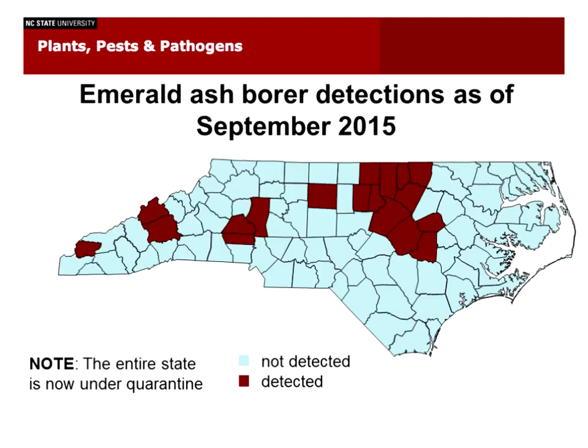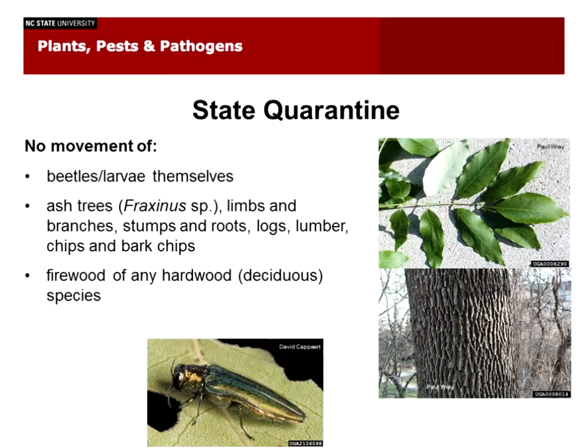So what does it mean that the entire state is now under quarantine? The state quarantine rule is no movement of the beetles or larvae themselves. That's pretty obvious. No movement of ash trees, limbs, branches, stumps and roots, logs, lumber, chips, and bark chips, because they can harbor these beetles. Or even any movement of firewood of any hardwood deciduous species, because we're not sure exactly. We hope that it's only a few species that it attacks, but there's always a chance that other Oleaceae and maybe some other groups could get attacked. It's probably not, but the fact that the white fringe was this new host is pretty surprising.